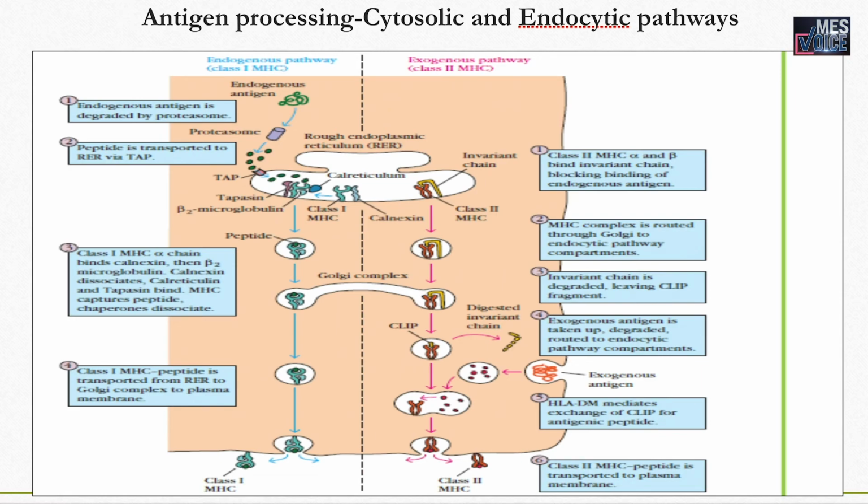Simultaneously, the external, exogenous antigen is internalized by phagocytosis or endocytosis. It is degraded in the endocytic compartments or endosomes, and the degraded peptides will replace or exchange the CLIP. This exchange is mediated by the non-classical MHC molecule called HLA-DM, and now it will be transported to the cell membrane surface and displayed on the cell membrane surface with the antigenic peptide.